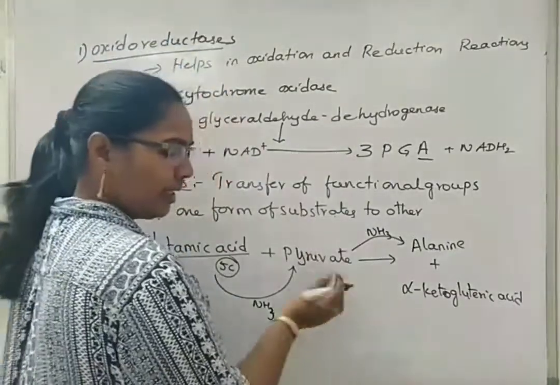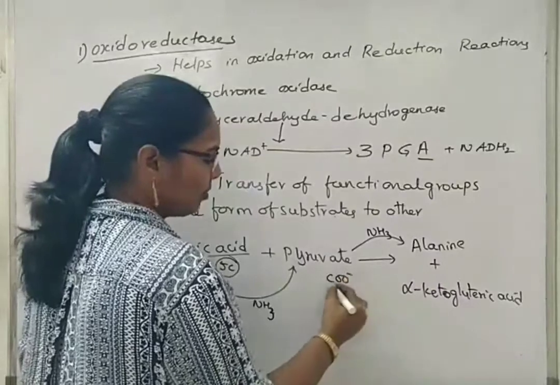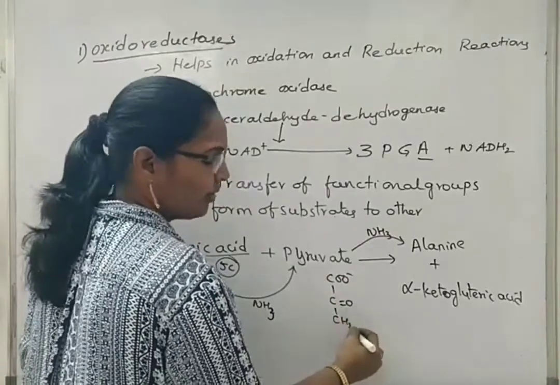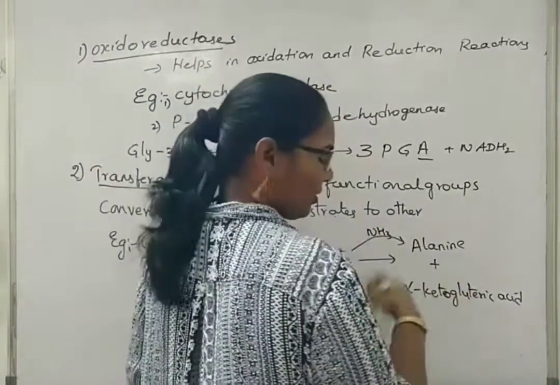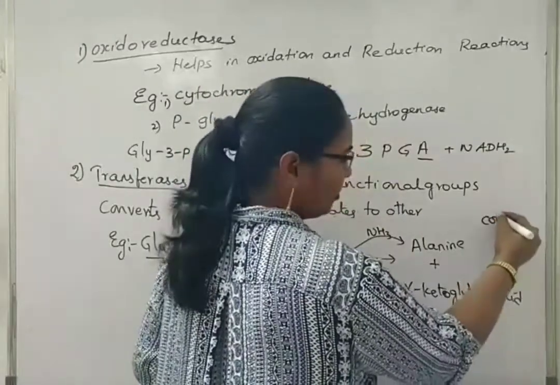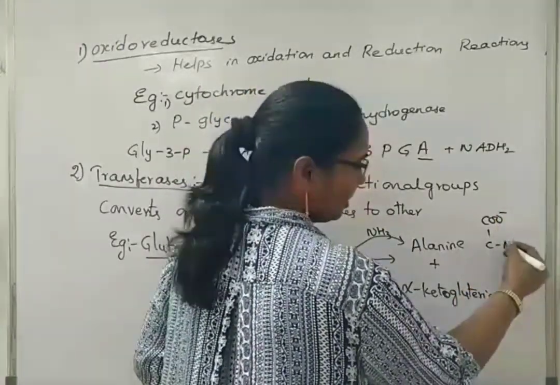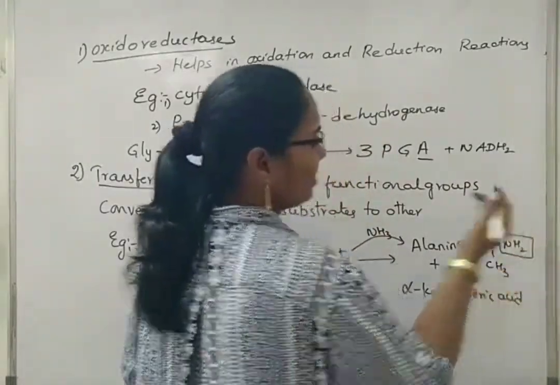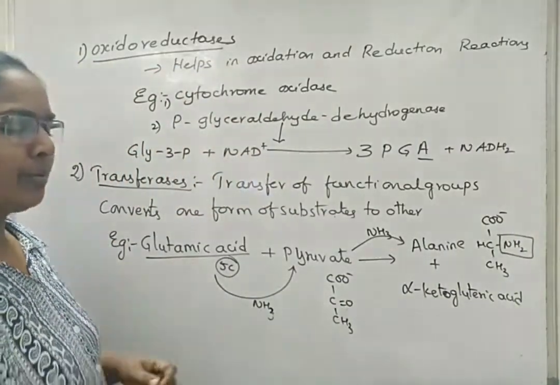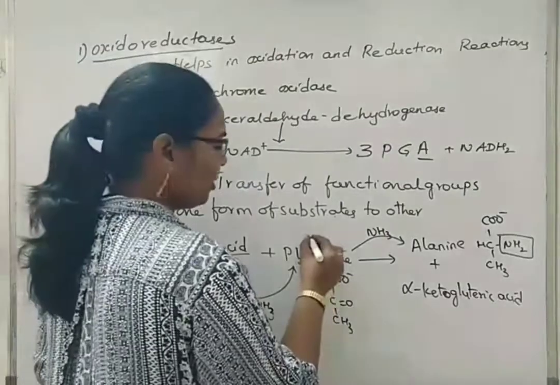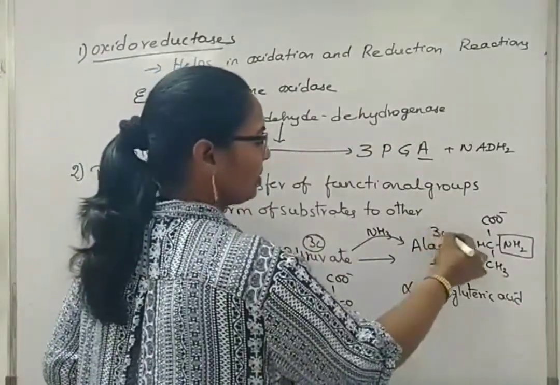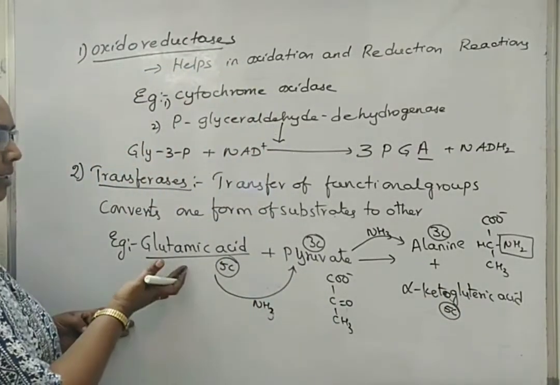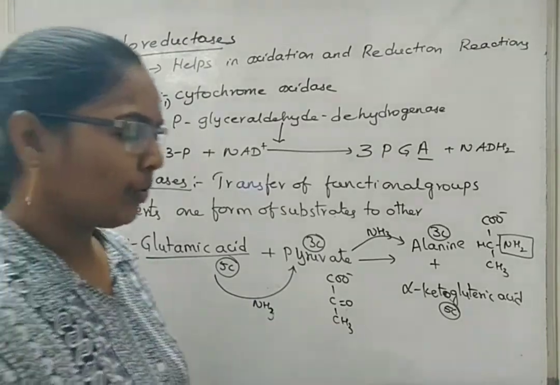If you write the, actually here no need of the biochemical structure, COO minus, C double bond O, CH3. If this is the structure of pyruvic acid, now it is changed into COO minus, CH, NH2 and CH3. Means the amino group has reached the second carbon position. Now, pyruvate is a 3 carbon compound, alanine is also a 3 carbon compound, alpha ketoglutaric acid is a 5 carbon compound, that is the other form of glutamic acid when the amino group is removed.